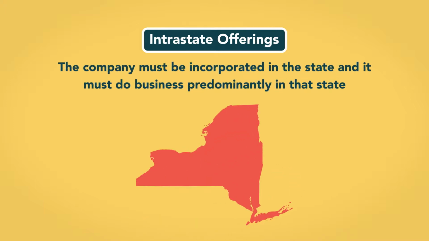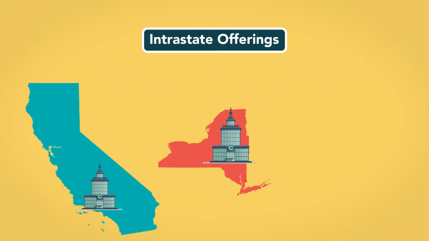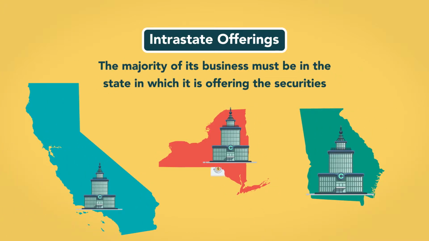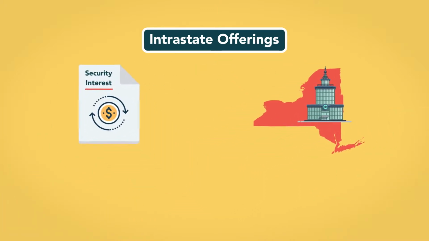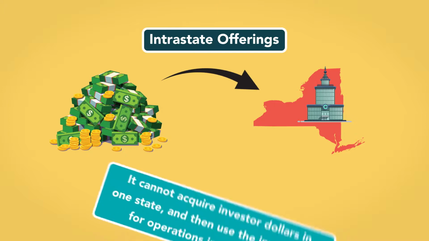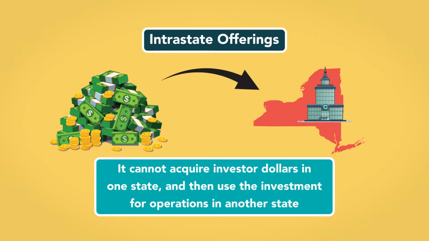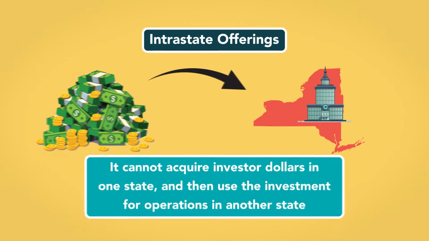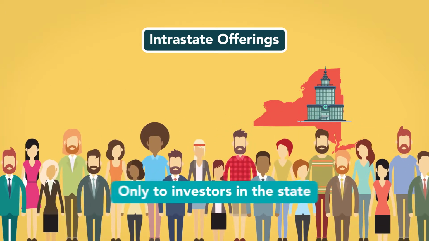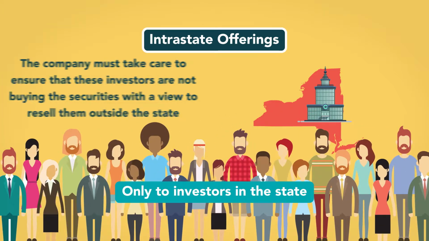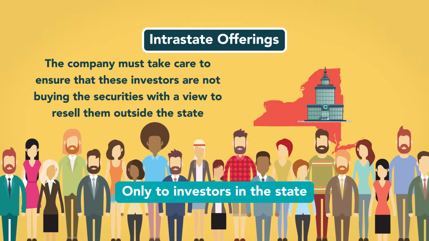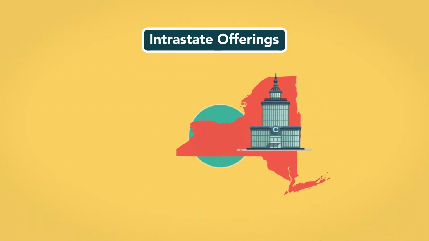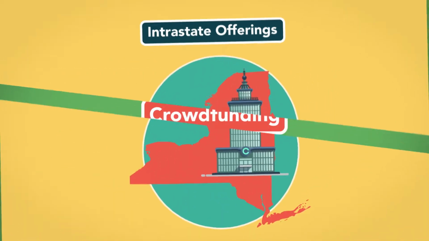First, the company must be incorporated in the state, and it must do business predominantly in that state. It can have offices in other states, but the majority of its business must be in the state in which it's offering the securities. Second, the company must use the proceeds from the sale of securities in the state, meaning it cannot acquire investor dollars in one state and then use the investment for operations in another. Finally, the securities must be offered only to investors in the state, and the company must take care to ensure that these investors are not buying the securities with a view to resell them outside of the state. The intention is that the securities will come to rest within the state.